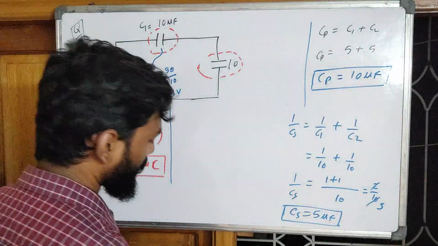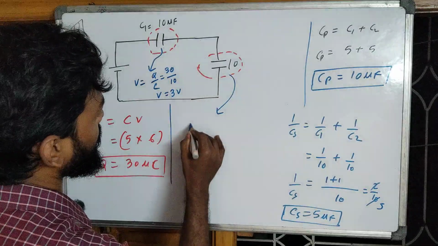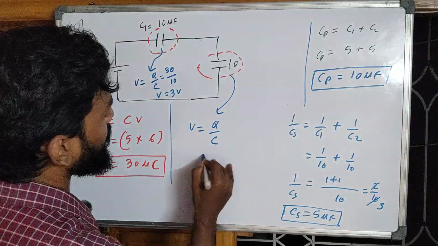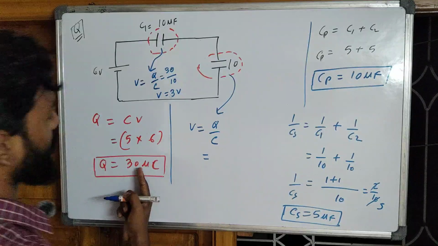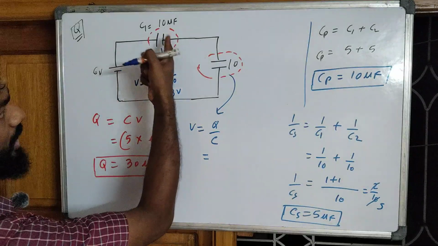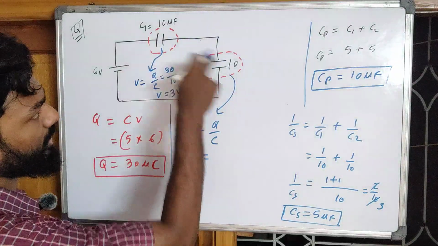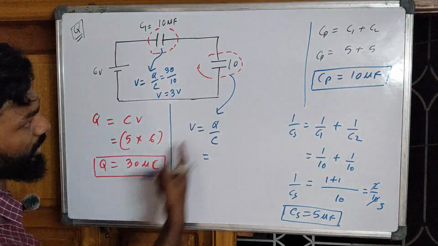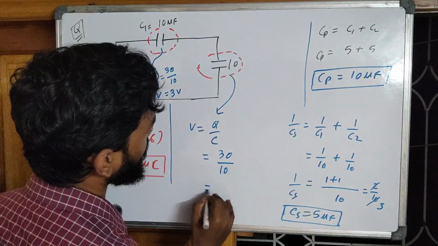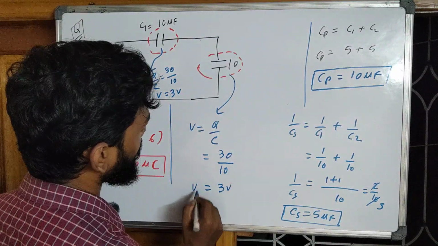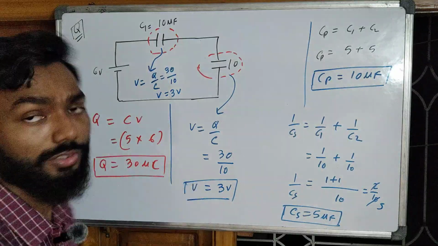So right now, what would be the voltage across this capacitor? V equals to how much? Q by C. Q is what? 30. This has 30 microcoulomb of charge. This will also have 30 microcoulomb, since they are in series combination. 30 upon C, which is 10, that is 3 volt. V equals to 3 volt. And 3 volt is across this combination.